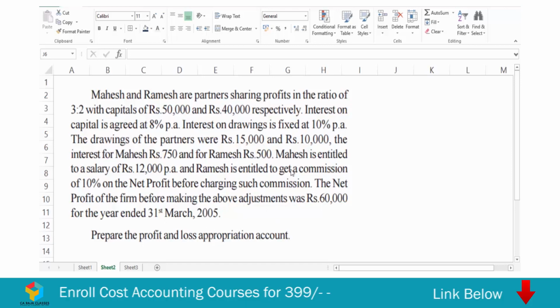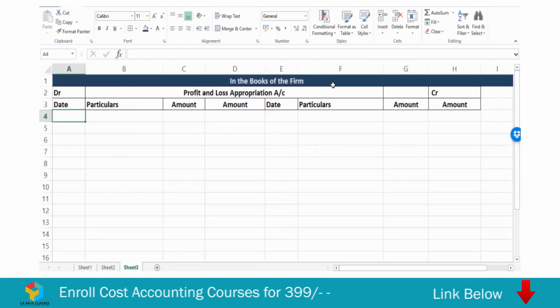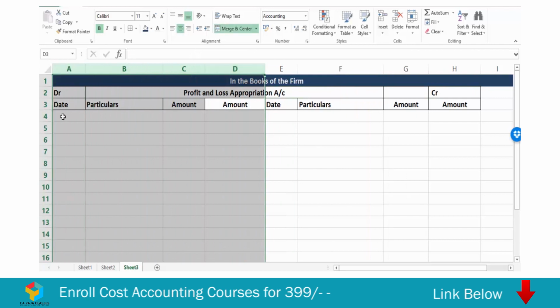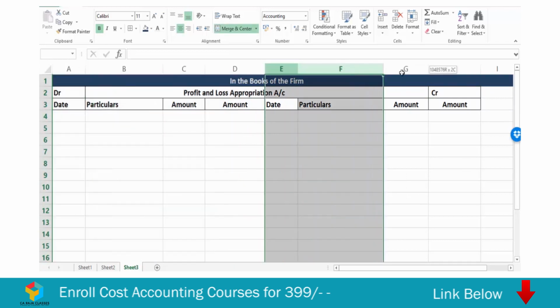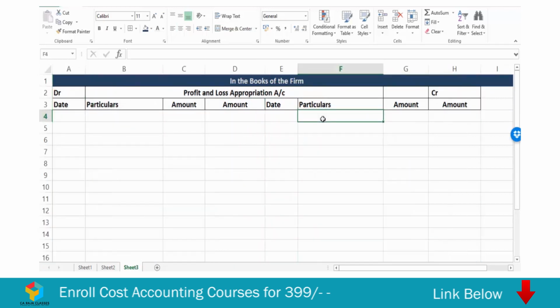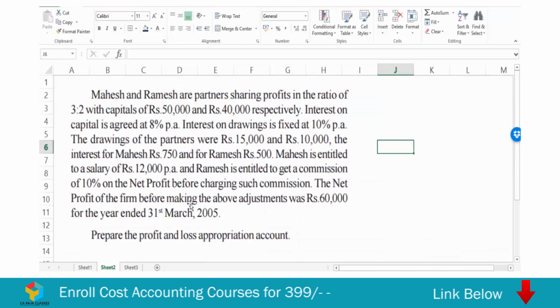So let us open profit and loss appropriation account. This is going to be the format. You have the heading in the books of the firm, profit and loss appropriation account. You have debits and credits. On the debit side, date, particulars, amount, and on the credit side the same. To start with, we should capture the net profit, because here we have the net profit of the firm before making the above adjustments of 60,000.